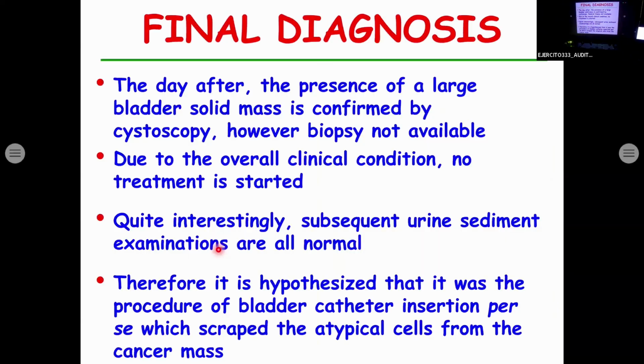Final diagnosis: the day after, the presence of a large bladder solid mass was confirmed by cystoscopy. However, in Africa, at that time, biopsy was not available. Due to the overall clinical condition, no treatment was started because it was a very bad systemic situation. Quite interestingly, subsequent urine sediment examinations were all normal. Therefore, it is hypothesized that it was the procedure of bladder catheter insertion per se which scraped the atypical cells from the cancer mass, which was demonstrated by the cystoscopy.